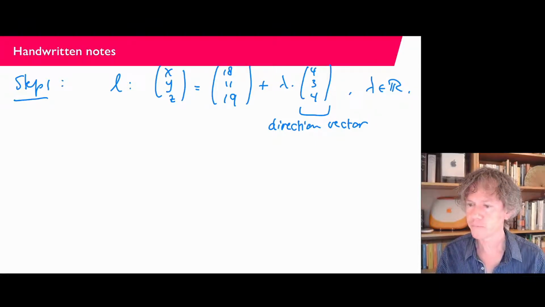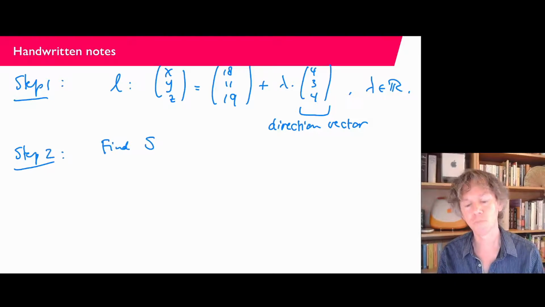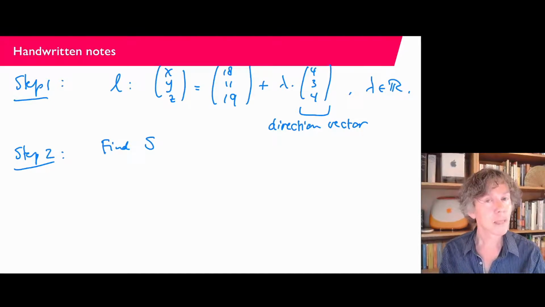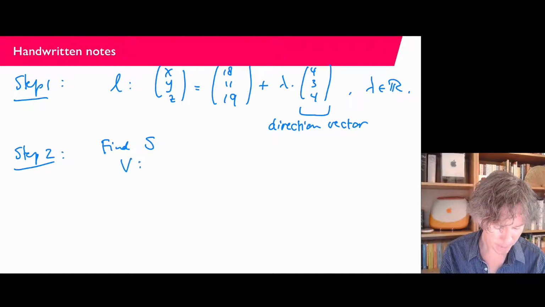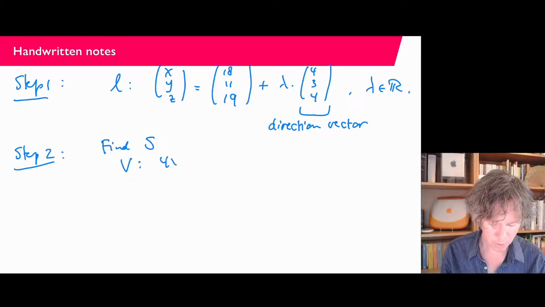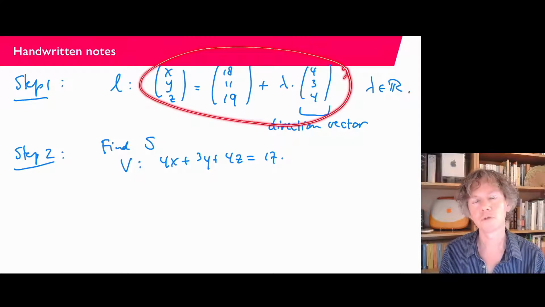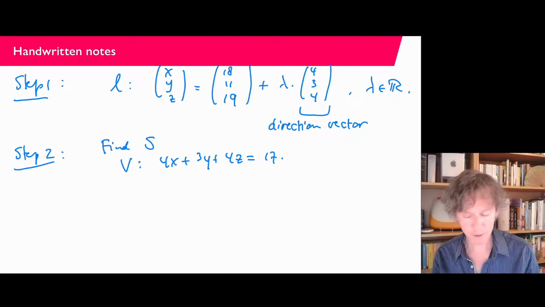Step 2 is to find the intersection point. So step 2 is find S, and S was the intersection point of the line with the plane. We know that the plane has the equation 4x plus 3y plus 4z equals 17. Now, these points are all the points that are on the line. So basically what I need to find is the lambda value for which L intersects the plane.